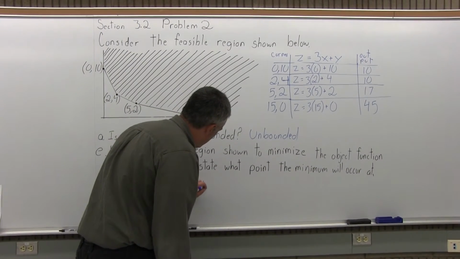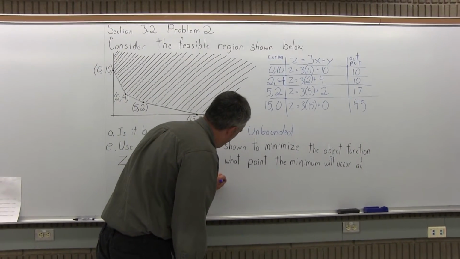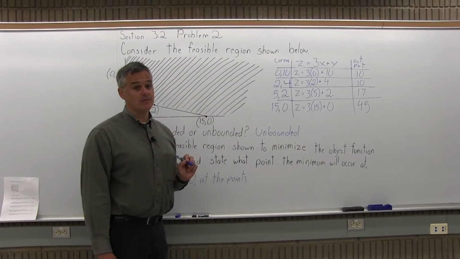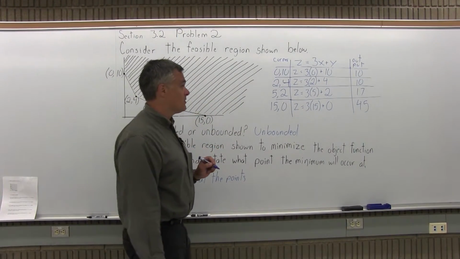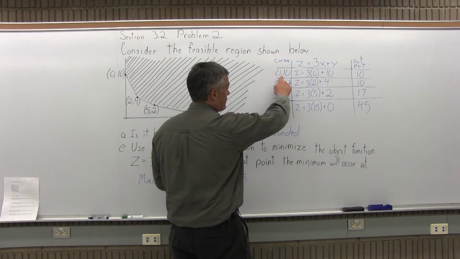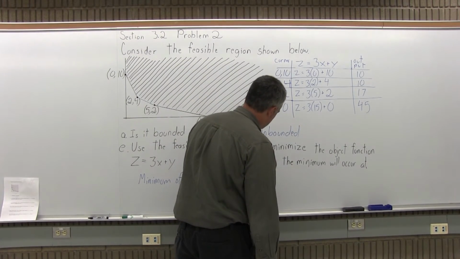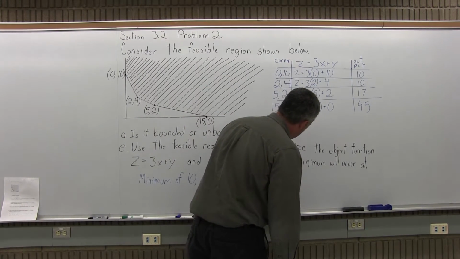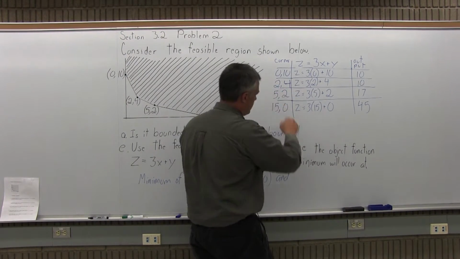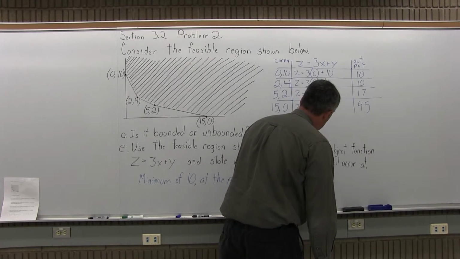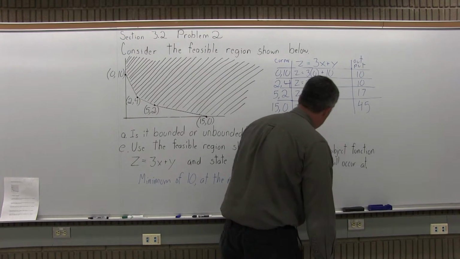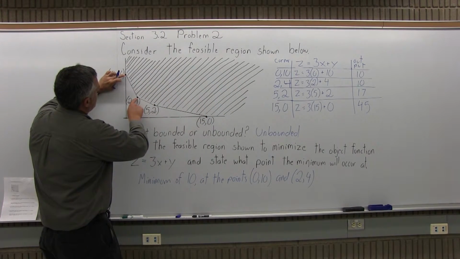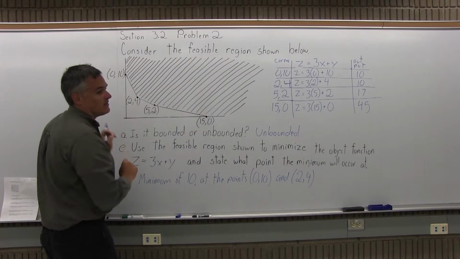And now at the point, well, the thing is, I have to put at the points because there are 2 points that produce an output of 10. I get an output of 10 at the first corner point I tried, 0, 10. And also the point 2, 4. So I get that minimum at both the corner point 0, 10 and the corner point 2, 4.